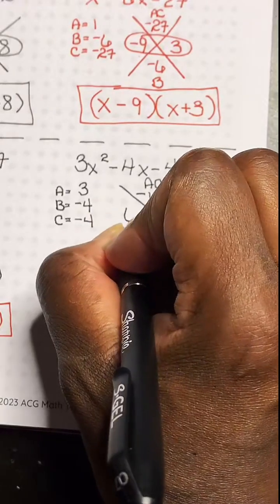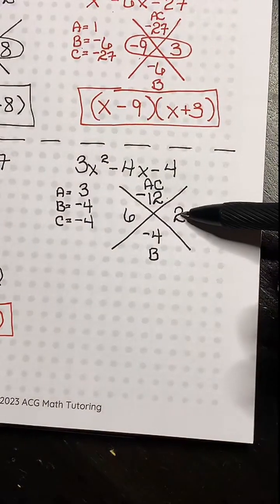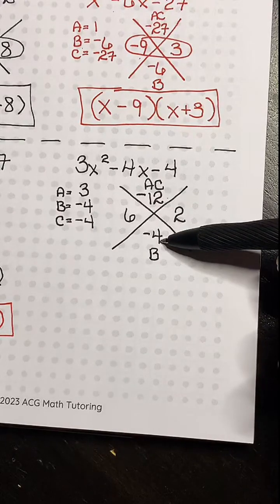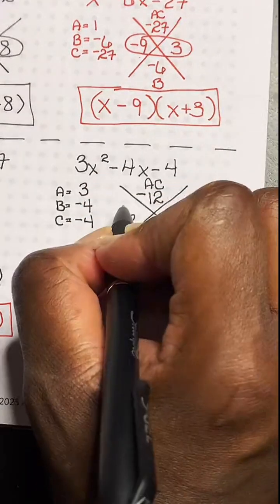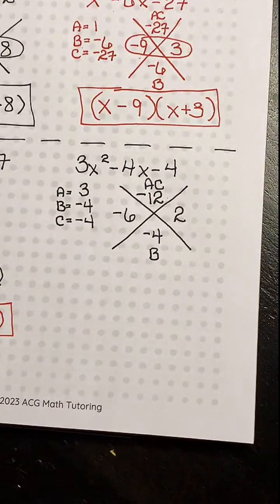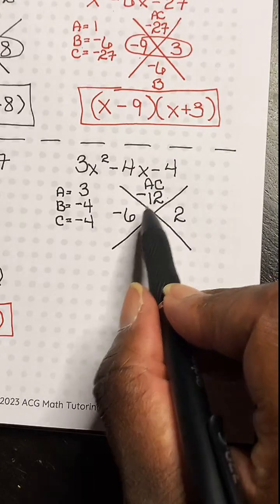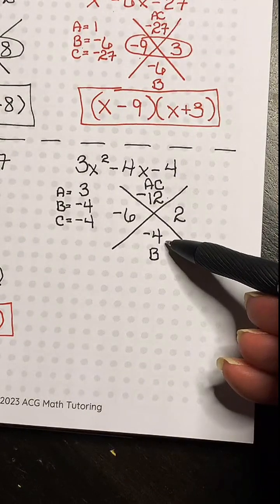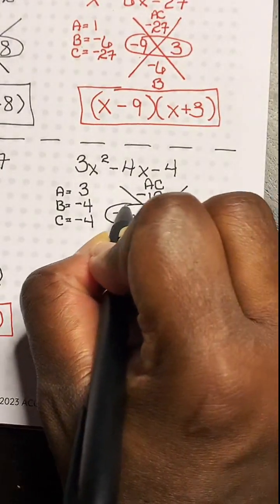So we definitely know that it is 6 and 2. One of them has to be negative. If I make the 2 negative, that means I have 6 plus negative 2, which gives me a positive 4. We want a negative 4, so we want the 6 to be negative. Negative 6 times positive 2 gives me a negative 12, and negative 6 plus 2 will give me a negative 4. So these are the factors that we're going to work with.